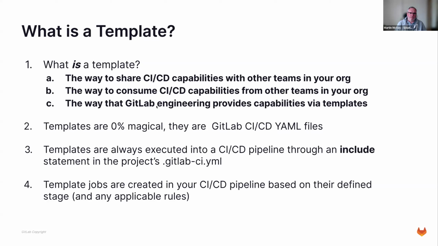As long as we can see them, we can consume them in our projects. The way we do it is via an include mechanism that we use inside our CI YAML file. More on that shortly. Based on any rules that are defined inside those templates and the values of things like variables, for example, those jobs can be created or not, depending on how we've specified that functionality.